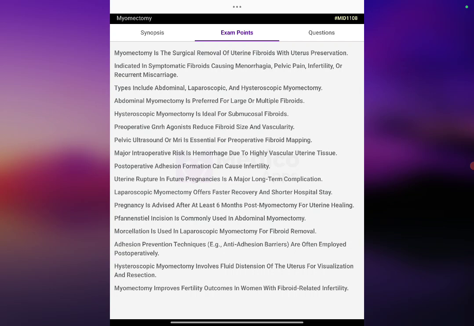Adhesion prevention techniques are often employed postoperatively. Hysteroscopic myomectomy involves fluid distension of the uterus for visualization and resection. Myomectomy improves fertility outcomes in women with fibroid-related infertility.